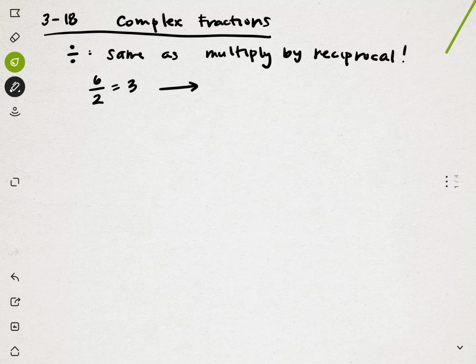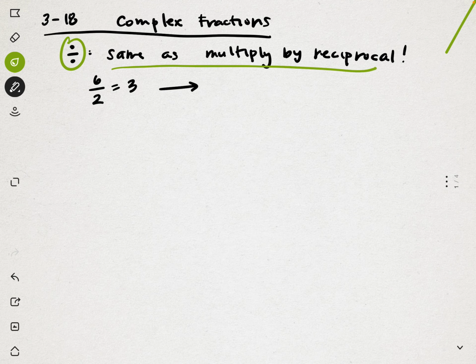Hey, welcome back. Today we're looking at 3-18 complex fractions. So complex fractions is another thing that you guys need to be good at as you're moving forward in math, going to higher levels. But the concept is really simple. Anytime we have a division, we can say that that's the same thing as multiply by the reciprocal. And that's something you guys learned in maybe elementary school, maybe middle school. But let's kind of demonstrate it here.